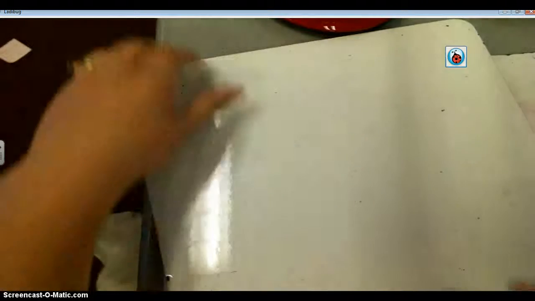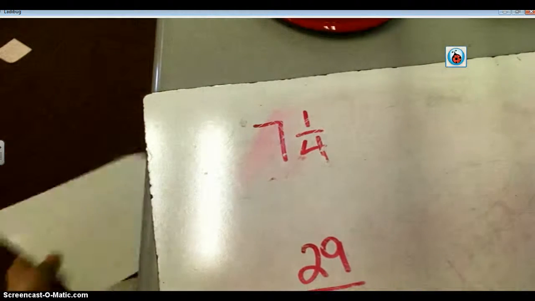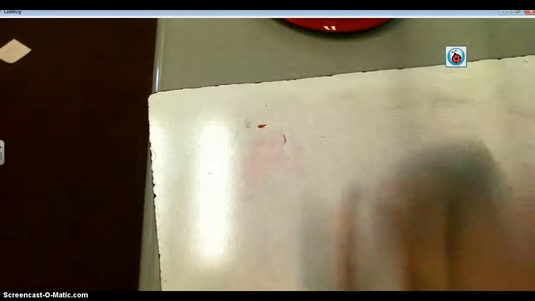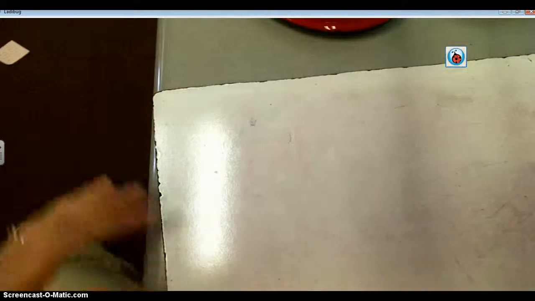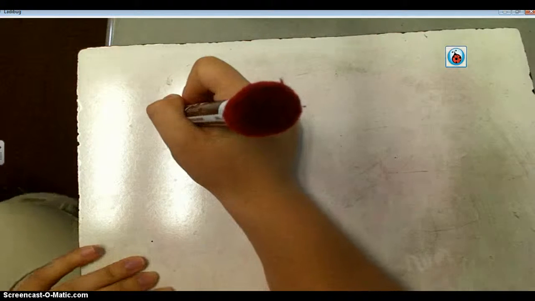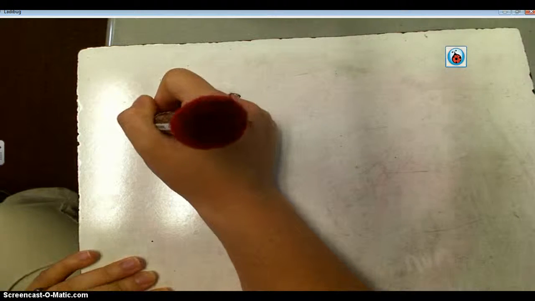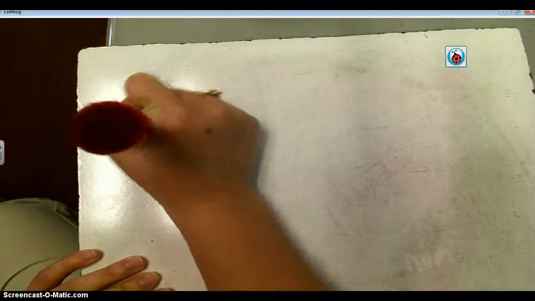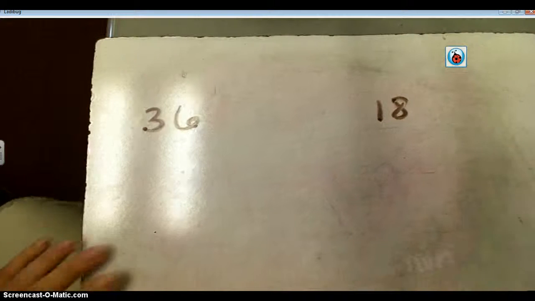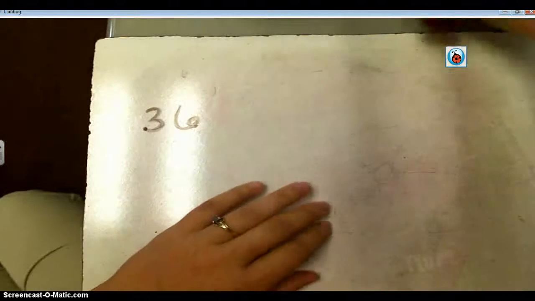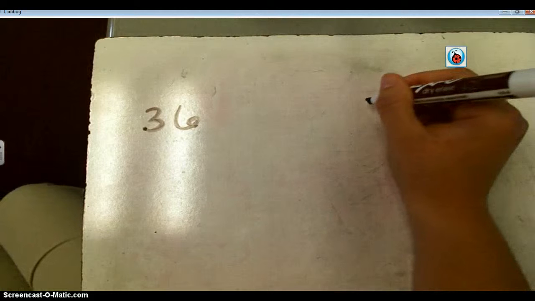So we're going to do this today using two numbers. Do the prime factorization of both of those numbers. And then find their greatest common factor, okay? So we're going to have two numbers now. Let's do 36 and 18. No, I'm sorry. Don't do 18. Let's do 21.